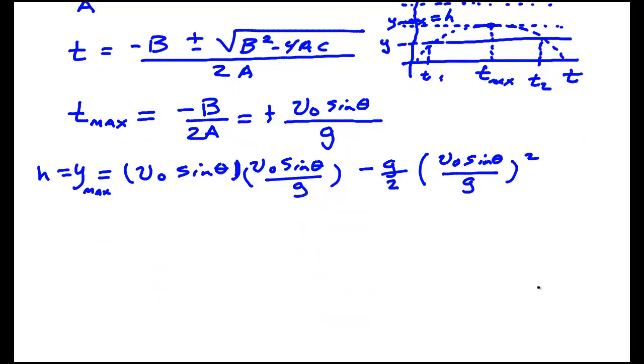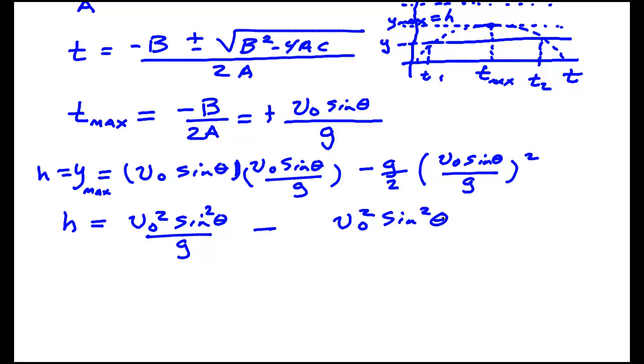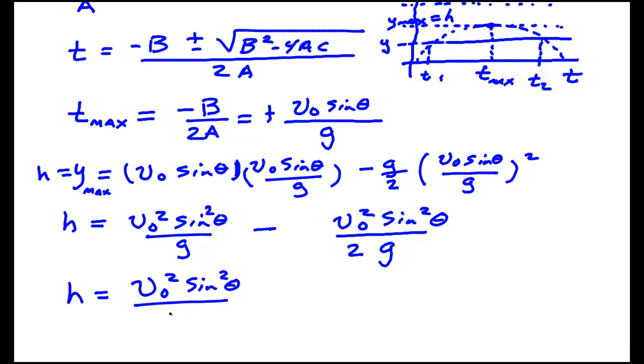Alright, so the height, this is v naught squared sine theta over g. Here I got v naught squared sine squared theta. Oops, I lost a sign here. V naught squared sine squared theta. And I have a g divided by g squared, which puts me one more g down here, plus I have a half. So v naught squared sine squared theta over 2g.